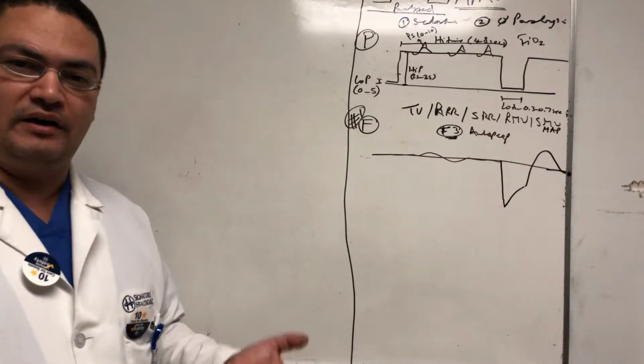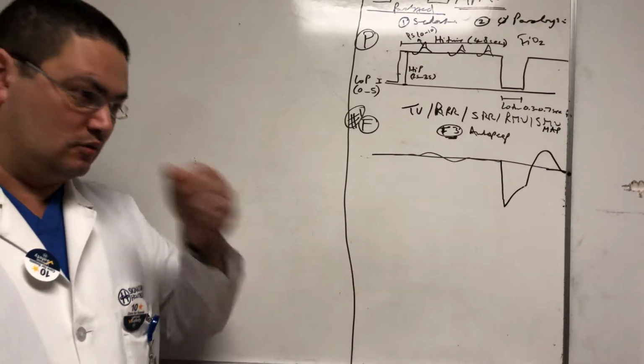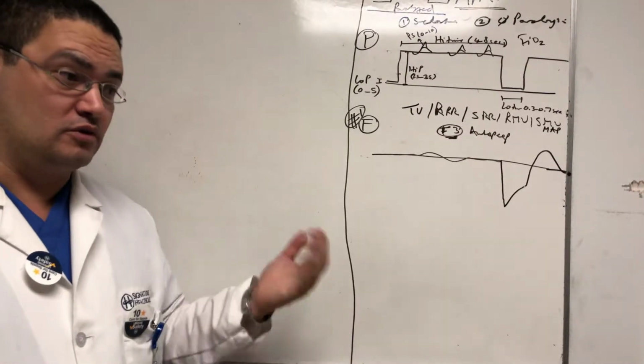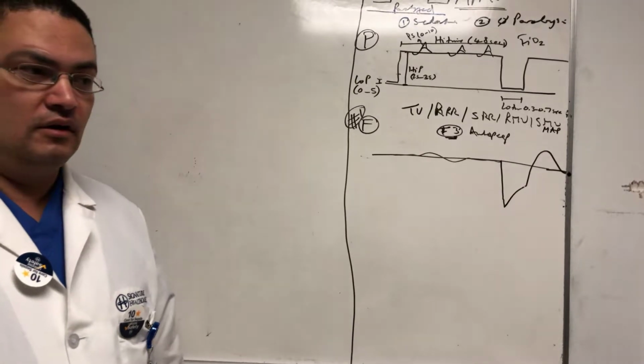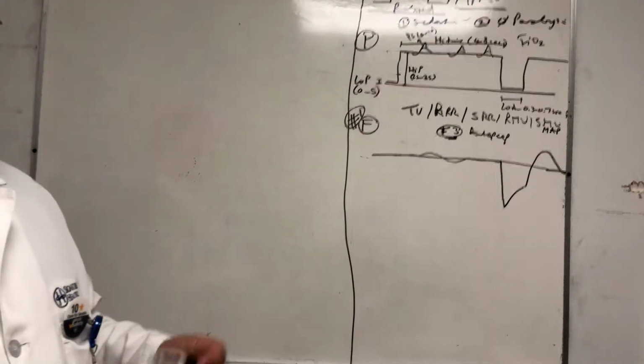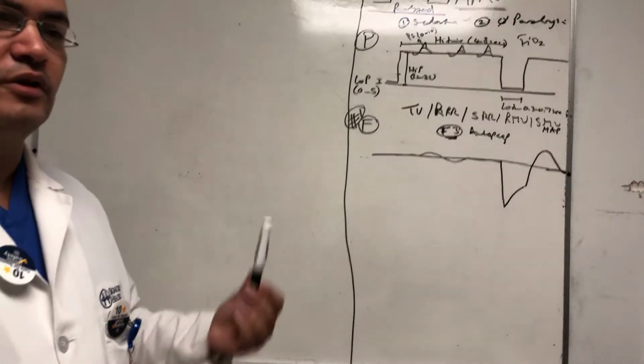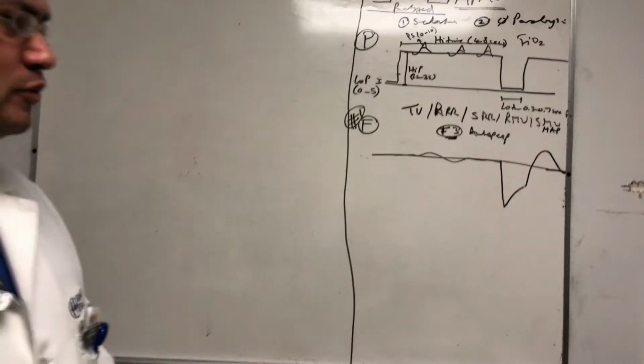It's like playing with fire. You can kill patients if you abuse the auto-PEEP, or if you use it correctly, you can actually save his life. So how do we do that? We have to regulate the auto-PEEP. How do we regulate the auto-PEEP?